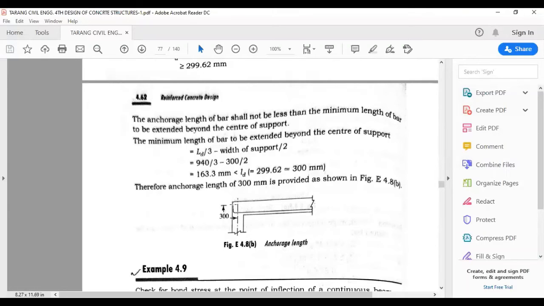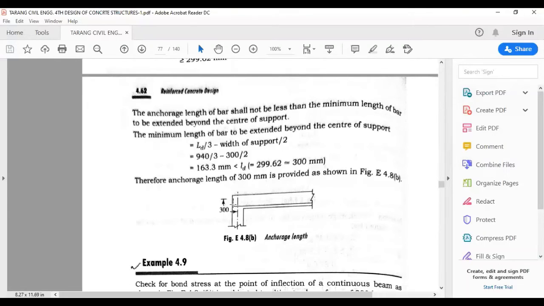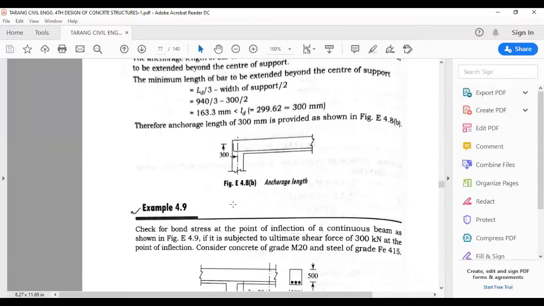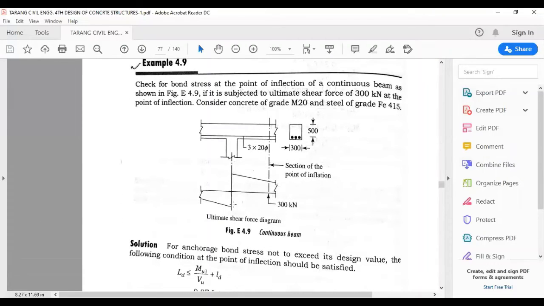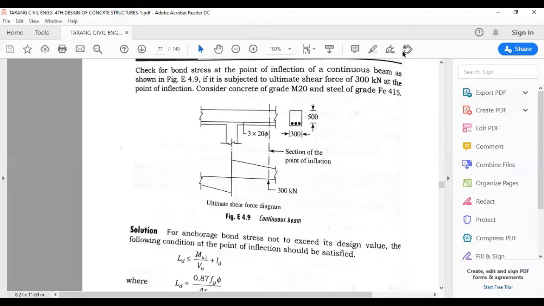Now we'll move to one more type of numerical, which is used to check for bond stress. So guys, this is a very easy as well as important numerical.